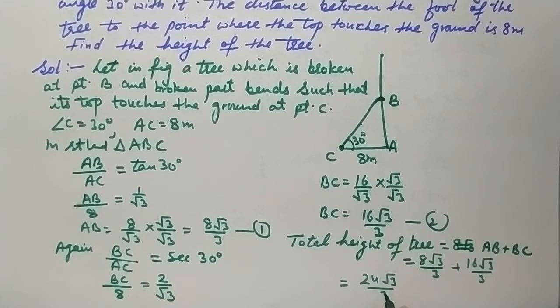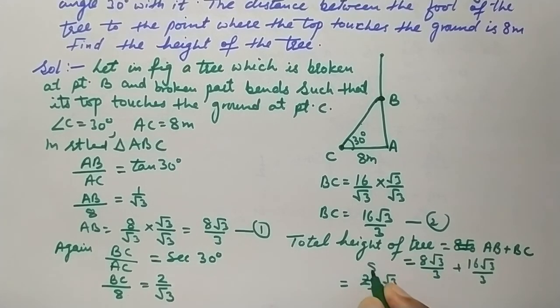So it is cancelled: 3 eights are 24. So the total height of the tree is 8 root 3 meters. You can write this in the last line: the total height of the tree is 8 root 3 meters. This way we will do this question.